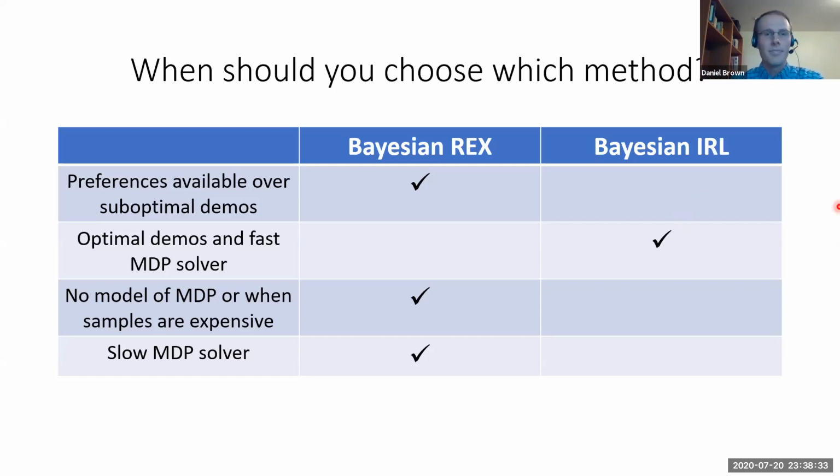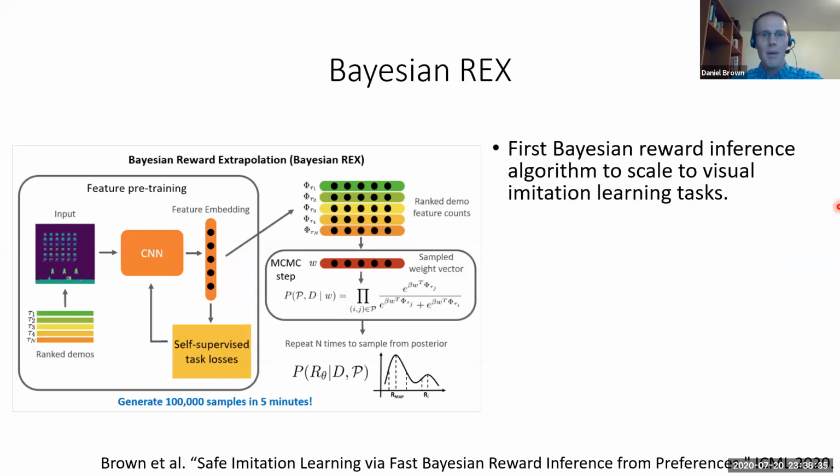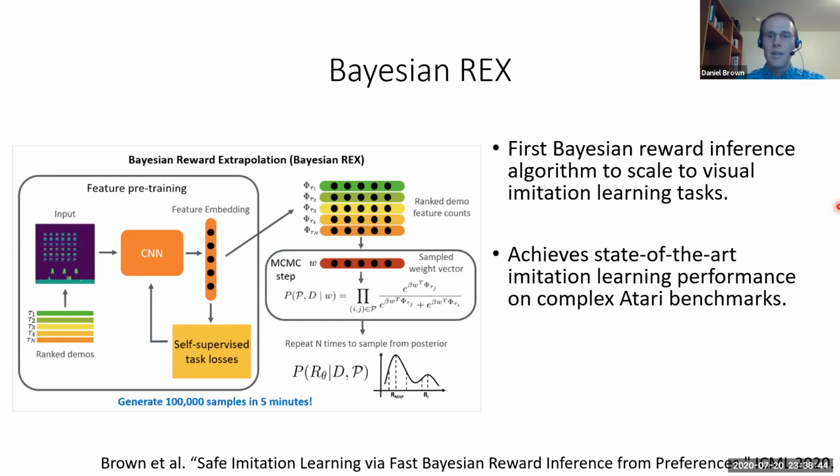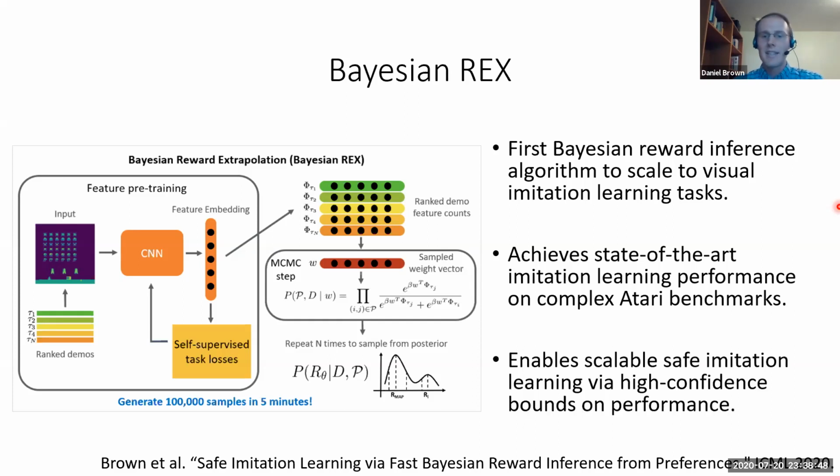And so to recap, we've proposed Bayesian Rex, which as far as we know is the first Bayesian reward inference algorithm to scale up to these visual imitation learning tasks. It's able to achieve really good performance on imitation learning for these complex benchmarks. And what's nice is it enables these high confidence bounds on performance.